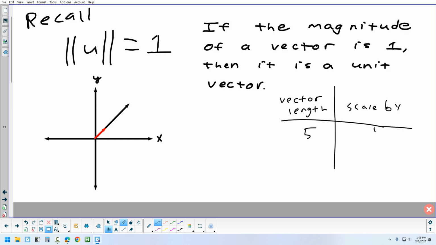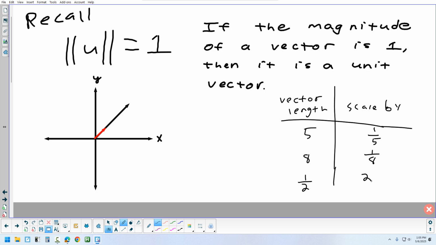You would scale it by 1/5. If something was 5 units long and you scale it by 1/5, it becomes 1 unit. What if it was 8 units? You'd scale it by 1/8. What if it was half a unit? You'd scale it by 2.